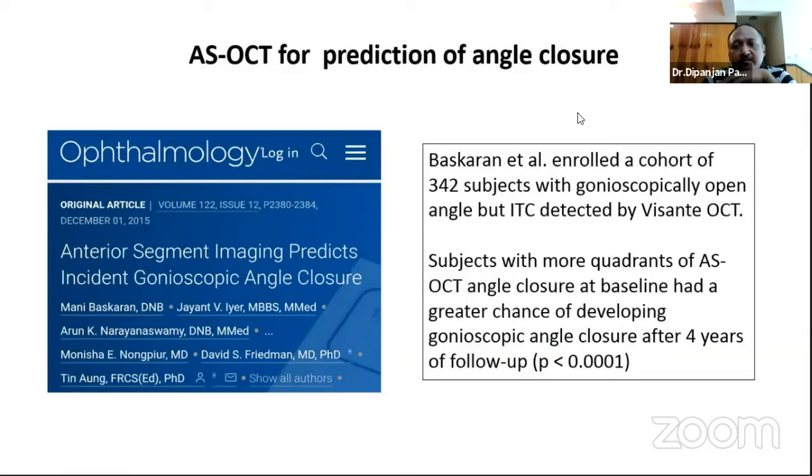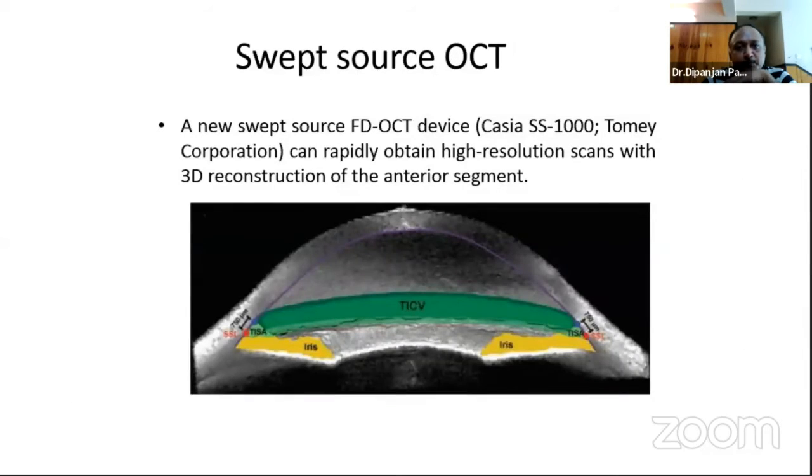We can look at this study by Dr. Bhaskaran et al. from Singapore, who enrolled a cohort of 342 subjects with gonioscopically open angle, but iridotrabecular contact detected by recent OCT. The subjects with more quadrants of ASOCT angle closure at the baseline had a greater chance of developing gonioscopic angle closure after 4 years, which was statistically significant.